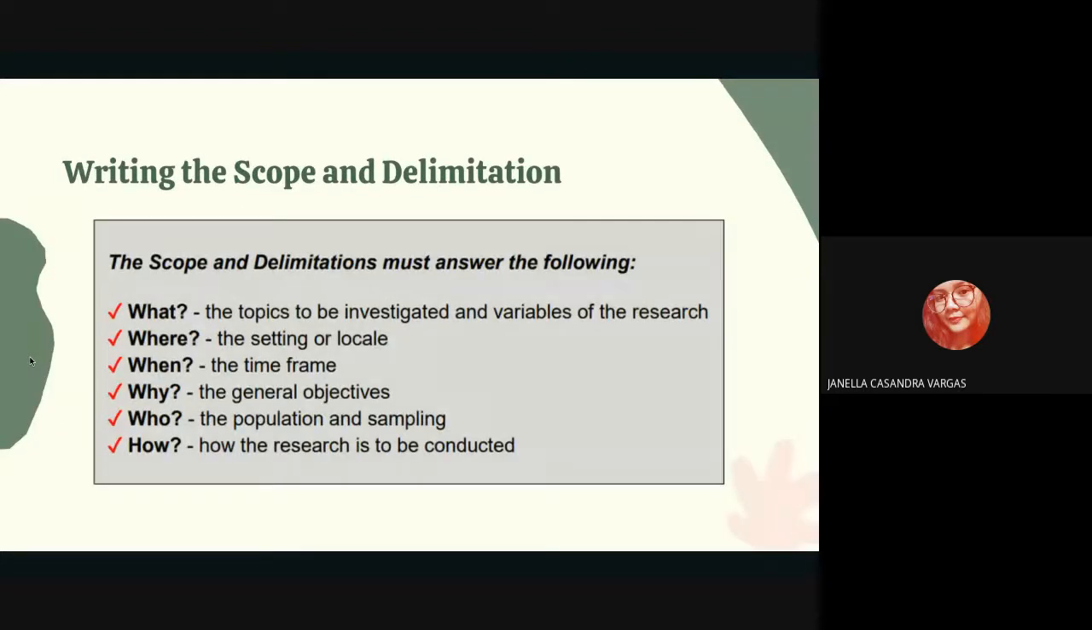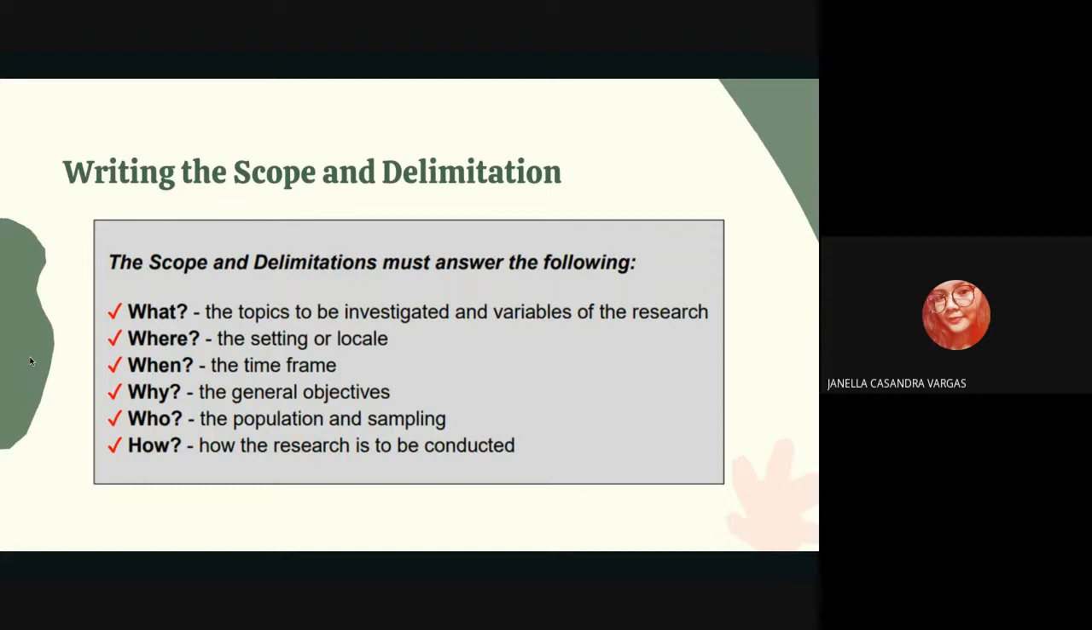So the question here is how can you effectively write your scope and delimitation? You can refer to what was written on the slide as your guidelines on writing a correct and proper scope and delimitation for your research study. The scope and delimitation must answer the following. First, it must answer the question what. These are the topics to be investigated and variables of the research. You can also enumerate here the sub-concepts and sub-variables of your study. The second question is where. This is the setting or locale or the place where your data will be gathered and where the experiment will be conducted. The third one is when.